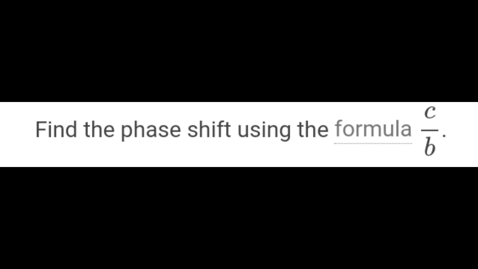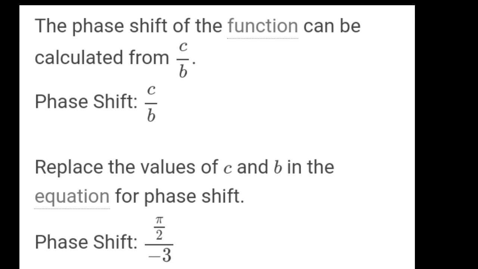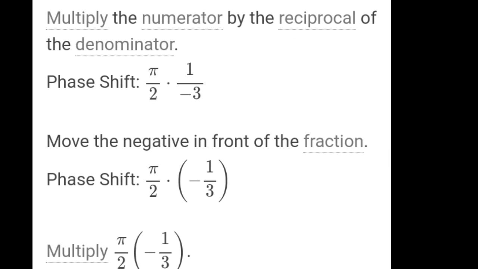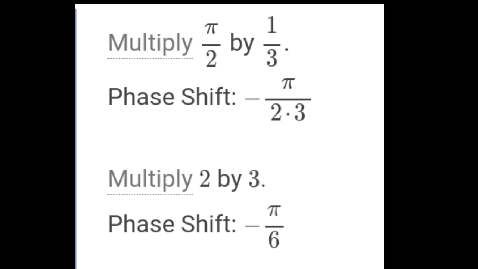Next, we're gonna find the phase shift using the formula c over b. The phase shift of the function can be calculated from c over b. Replace the values of c and b in the equation for phase shift. Phase shift is pi over 2 over negative 3. Multiply the numerator by the reciprocal of the denominator. Pi over 2 times negative 1 over 3 is equal to negative pi over 2 times 3, multiplying 2 by 3. Phase shift is negative pi over 6.